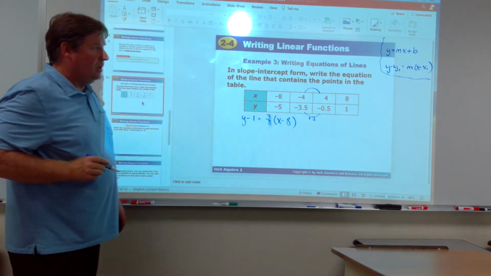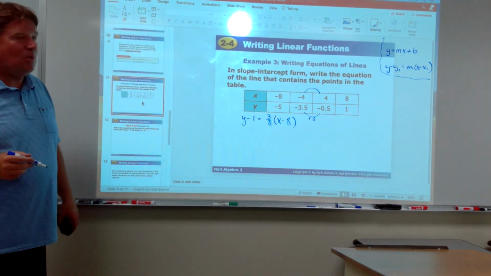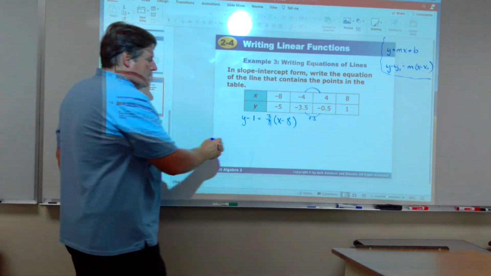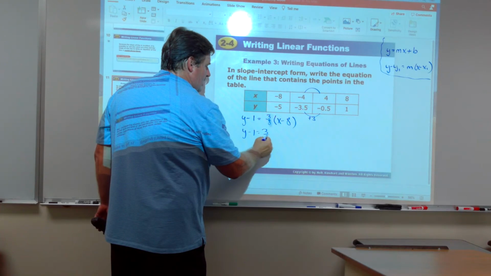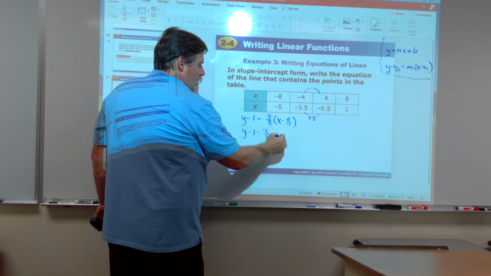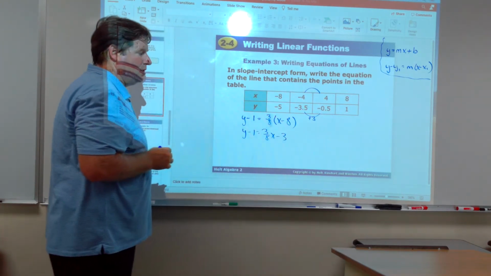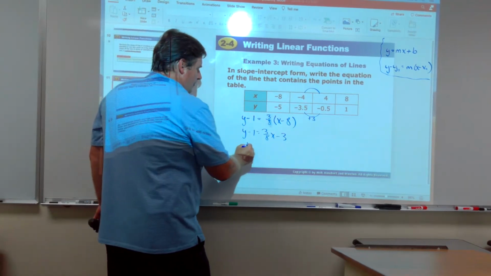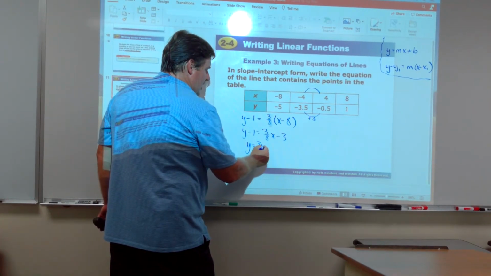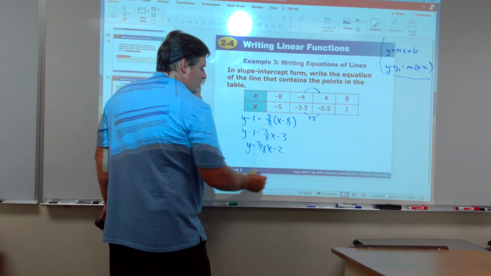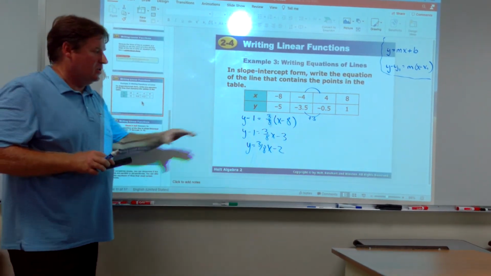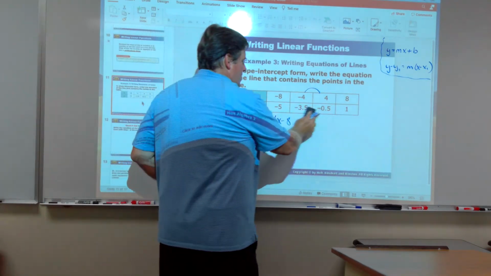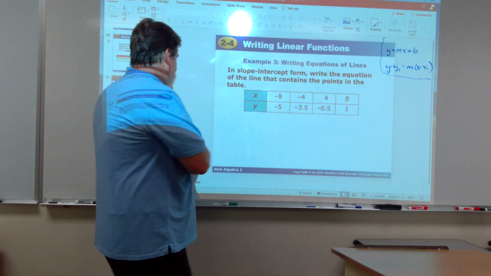All right, well, they did say they wanted slope-intercept form, so we've got to get the y by itself. So we're going to go y minus 1 equals, we're going to distribute 3/8 times x, and that works out well. That just becomes minus 3/8 times 8, so minus 3. Then just add 1. y equals 3/8 x minus 2. There it is in slope-intercept form. If it doesn't say to put it in slope-intercept form, you can just leave it like that. But more often than not, we want it in slope-intercept form.